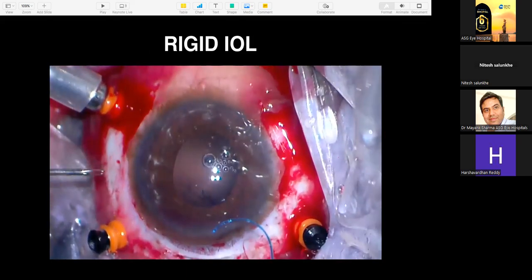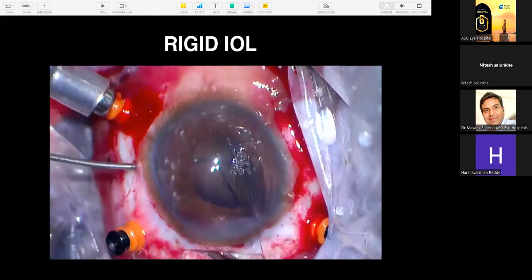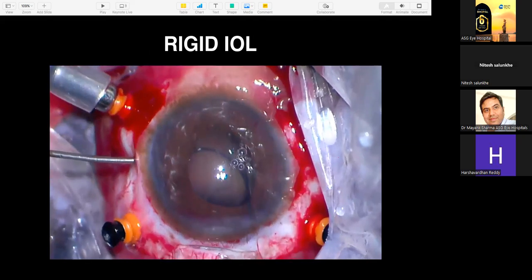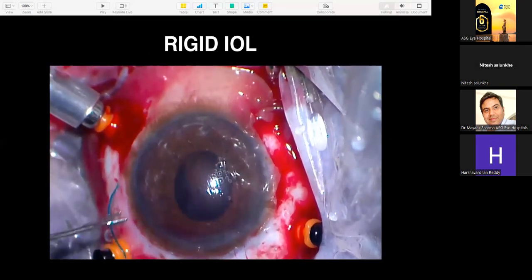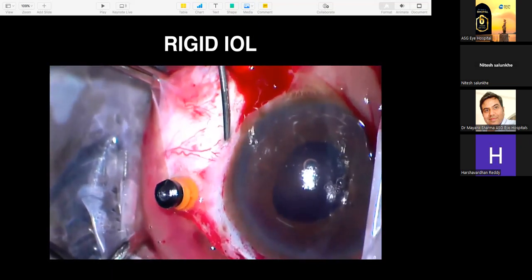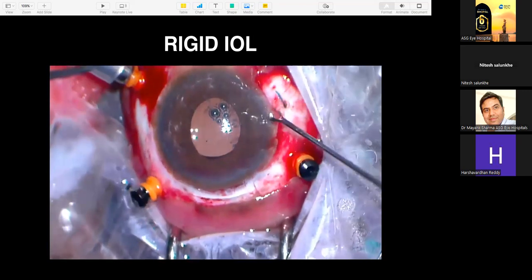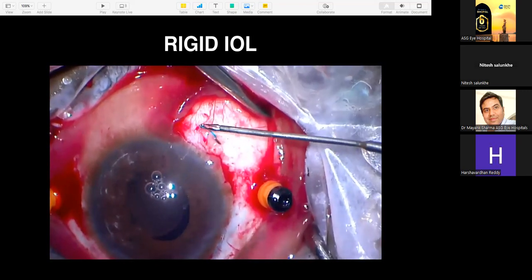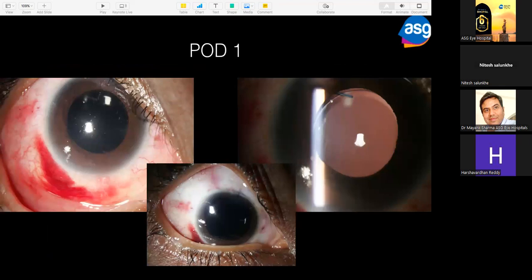And again, this is another video of a rigid three-piece lens used for SFIL. The trailing haptic is now being exteriorized, and then tucked. So now I've actually stopped using the rigid IOL. I use the three-piece foldable lens to do this.